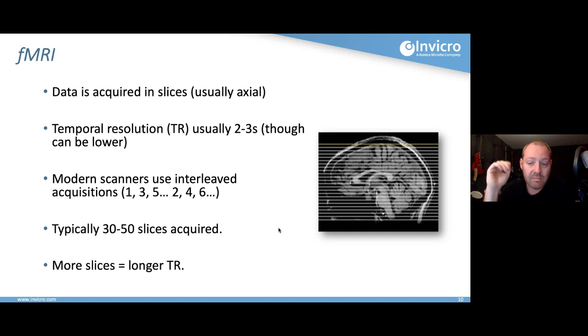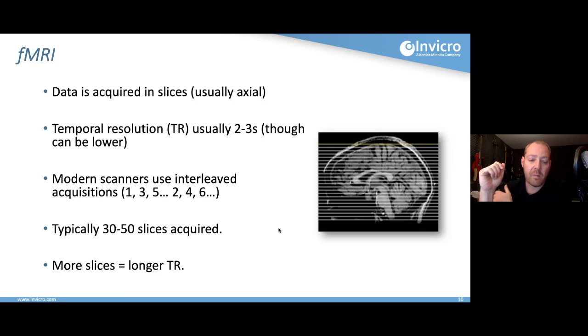So you can do it in about 2 or 3 seconds, though it can be lower these days with special sequences. Most modern scanners and sequences use what's called interleaved acquisitions. So it will go through and it will acquire slice 1, 3, 5, 7, and then go back to the top and acquire slice 2, 4, 6. So what that means is if your total volume time, your TR, is 3 seconds, it will actually scan through the head in 1.5 seconds and then scan through again, getting the odd numbered or even numbered slices in another 1.5 seconds.